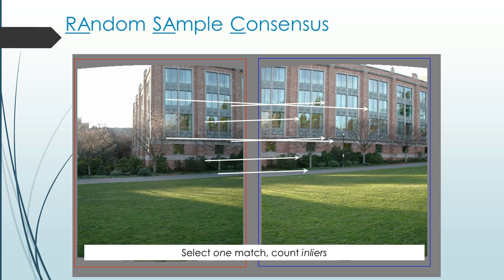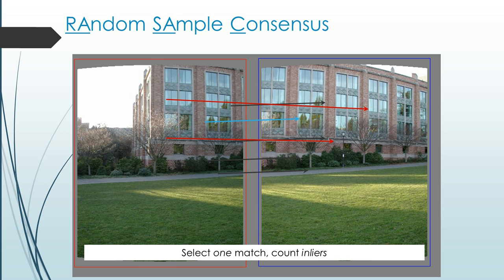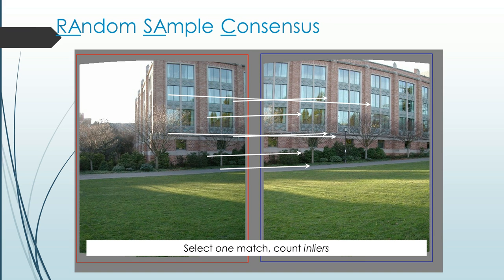So here, what we do is we select one particular match, based on two features, and then we count the inliers. The inliers are basically the ones that are similar to this particular match. So in this case, we count and we see that we have 4 inliers, and then we count the outliers, which are only 2 of them, right?